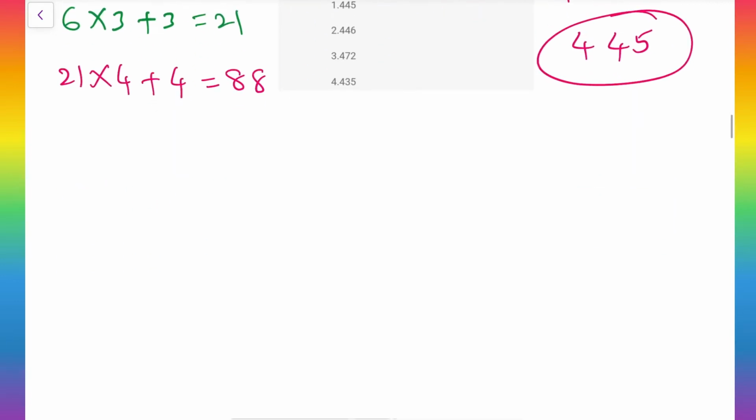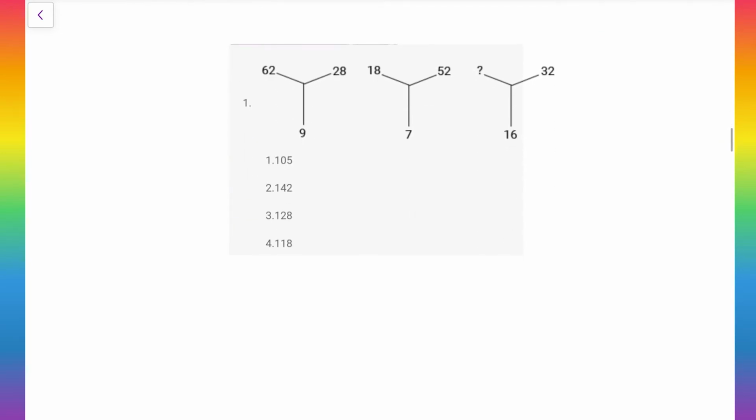Okay, let's move to the next question. Here we have 62, 28, 9, 18, 52, 7 and some missing number, 32, 16. Whenever we have this kind of question, first we will go with these two numbers. If we add those two numbers, we need to get 9. Otherwise, adding and dividing by something, we will get 9. Otherwise, multiplying and dividing by something, we will get 9. Otherwise, subtraction may give a perfect square or perfect cube. Those kinds of logic will be there.